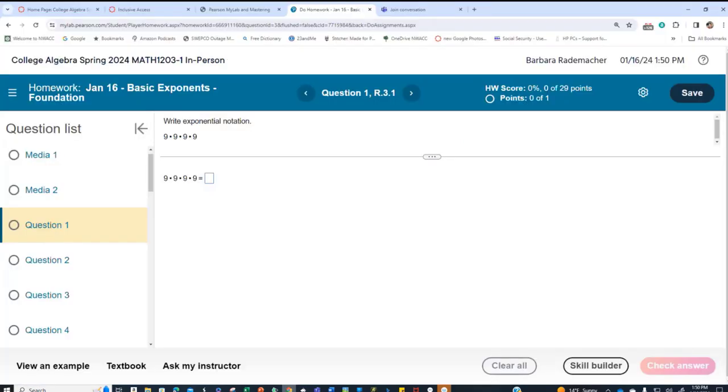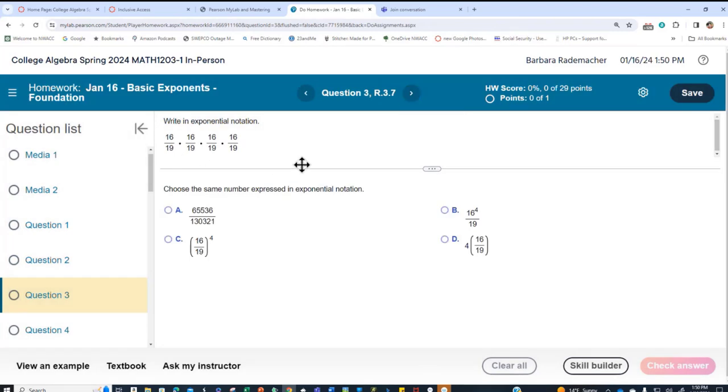Now the next problem. The next problem has fractions. You've got 16 over 19 times 16 over 19 times 16 over 19 times 16 over 19. And it says write in exponential notation, which means answer A, which is 65,536 over 130,321, is wrong. All of these are wrong except C.